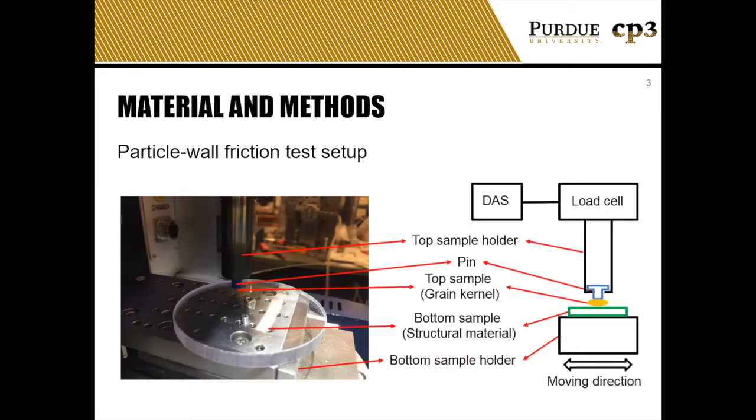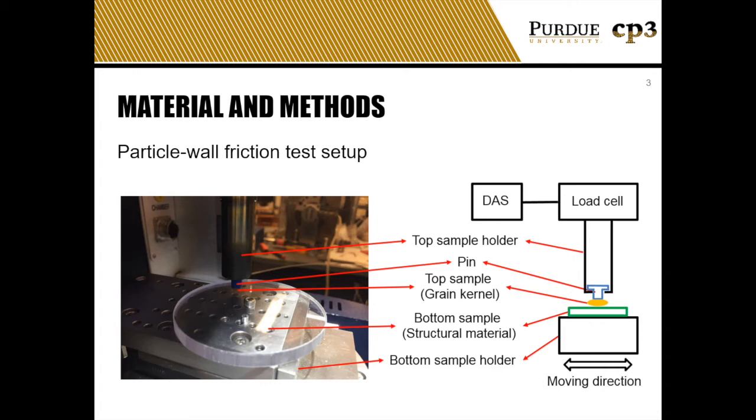Figures in the slide present the test setup of the particle wall friction test to accommodate the irregular shape of green kernels. A top sample holder pin was specially designed and produced with a 3D printer. A single kernel was carefully superglued onto the pin.